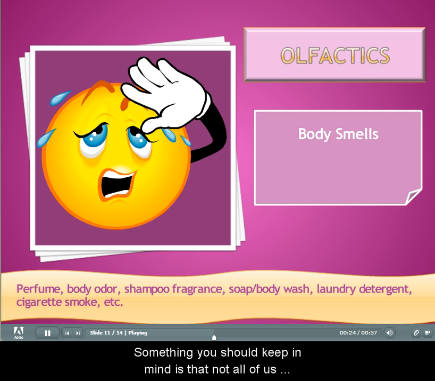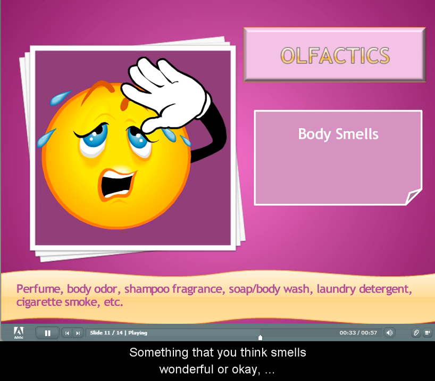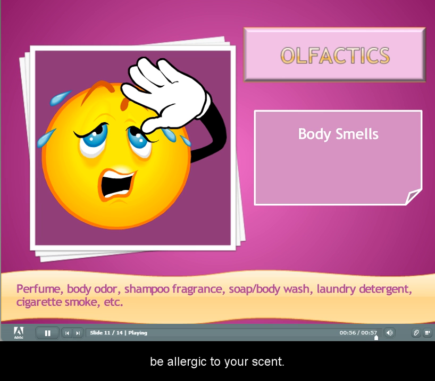Something you should keep in mind is that not all of us smell things the same way. A person's olfactory glands may change as they get older, too. Something that you think smells wonderful or okay may give someone else a gagging reflex. So keep yourself clean, and when it comes to fragrances, perfumes, colognes, or body sprays, spray them when not around other people or small spaces, and don't spray much. Also, when you go on a job interview, don't wear strong perfume or cologne. You never know when the person interviewing you may be allergic to your scent.